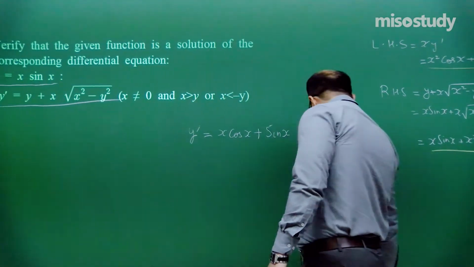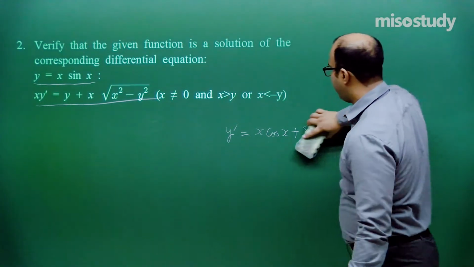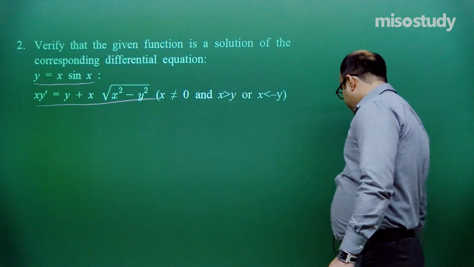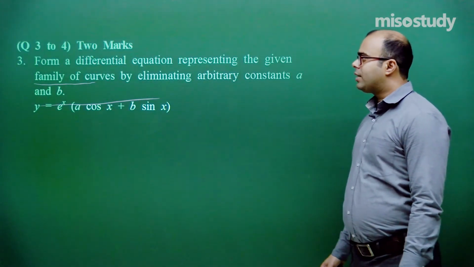Okay students, next we will come to the next question. This question was also of verification, a very simple question, 1 mark. Let us come to the next question. The next question is of 2 marks.